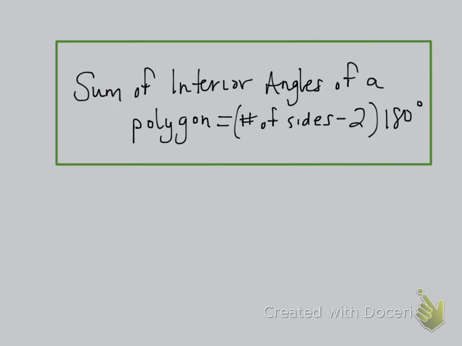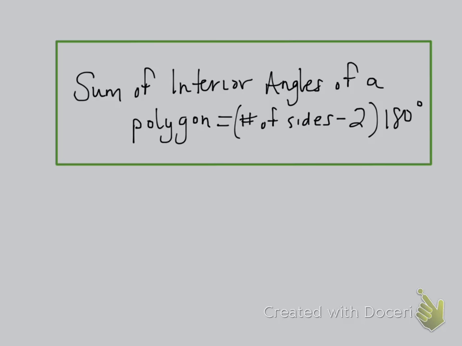In order to find the sum of the interior angles of a polygon, it's going to be set equal to the number of sides minus 2. Okay? And we're subtracting 2 because we didn't have 1 and 2, right? There's no one-angle polygon or 2-angle polygon. So you're going to have the number of sides minus 2 times 180. And that's how you can figure out your sum.